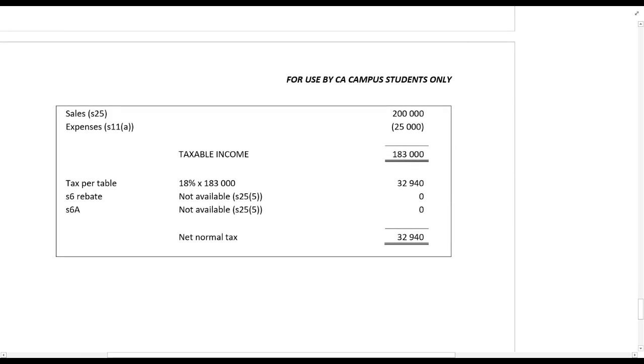Right, then just also note, when you calculate the tax payable for the deceased estate, it does not get the section 6 rebates at all. And this is all I just wanted you to see as well for section 25.